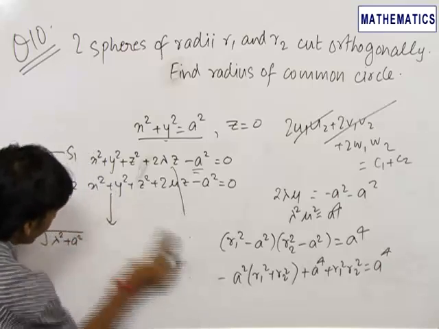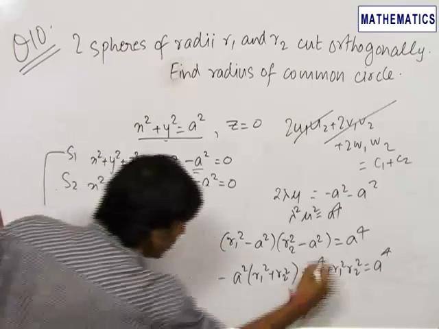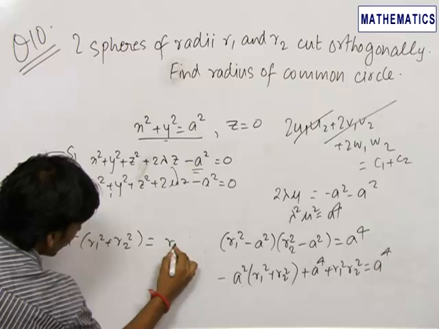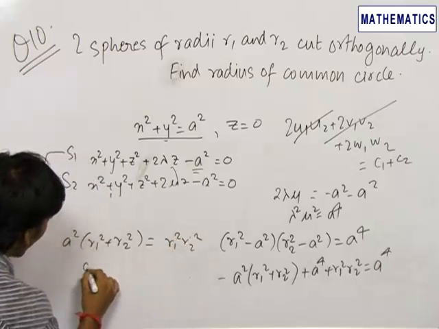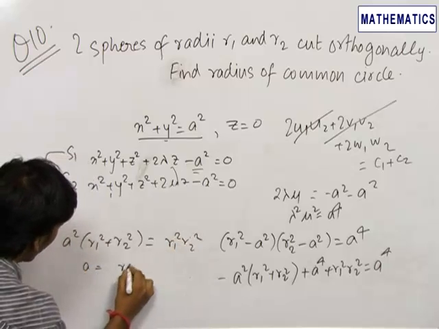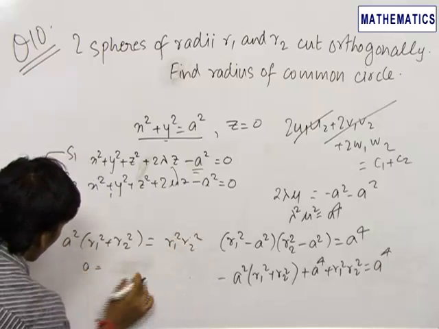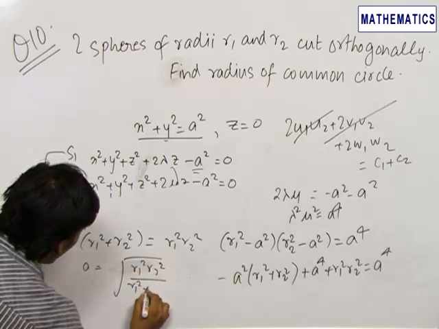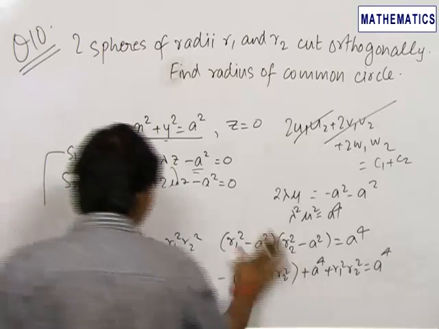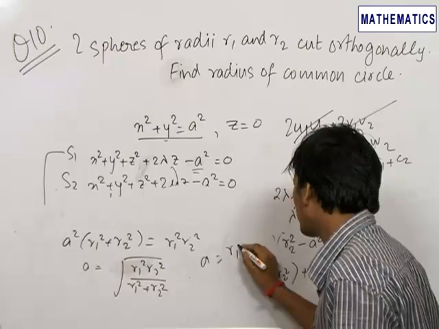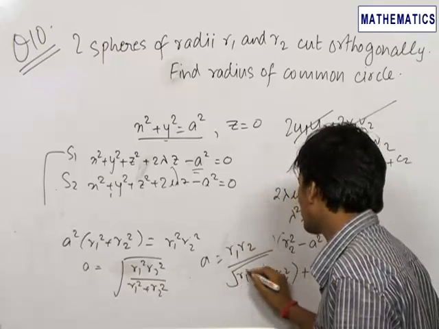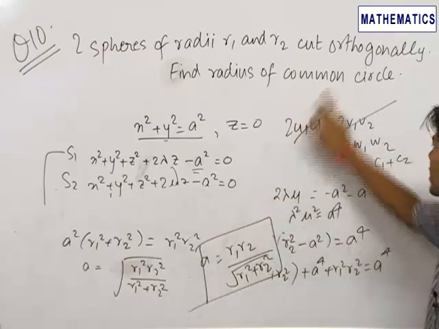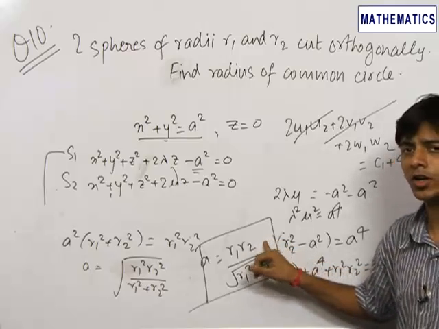Now on solving this, a to the power 4 cancels, therefore a square into r1 square plus r2 square is equal to r1 square r2 square. Therefore the value of a can be written as root over r1 square r2 square upon r1 square plus r2 square. Therefore on solving this we get the value of a to be equal to r1 r2 upon root over r1 square plus r2 square. And this is the final answer for our radius of the common circle. You can also remember this result for solving the questions faster.